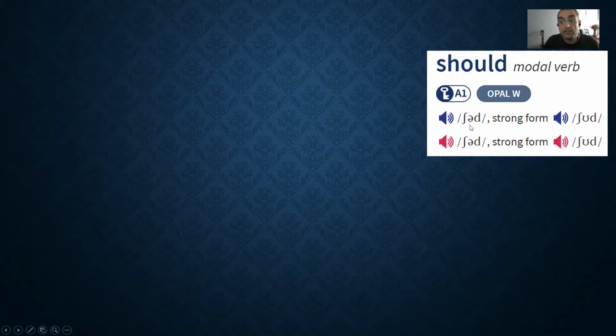You see? Should. I should go, not "should". This is the strong form. If you need to emphasize, do it. But mostly we don't need to emphasize words. You know, this happens much more often than this. By the way, blue is British, red is American, but there's no difference here.